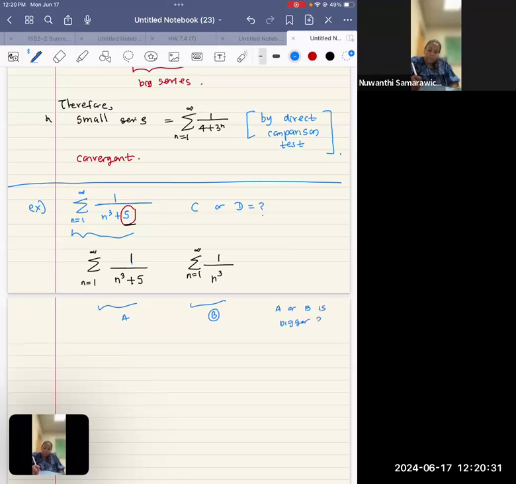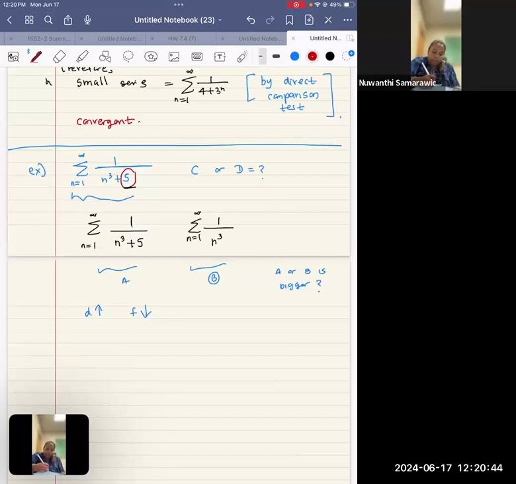Which is bigger, A or B? What do you think? B, right? From the same idea we used in the previous one, because if the denominator is greater, your whole fraction is less. So here you have n to the power 3 plus 5, and here you have only n to the power 3.